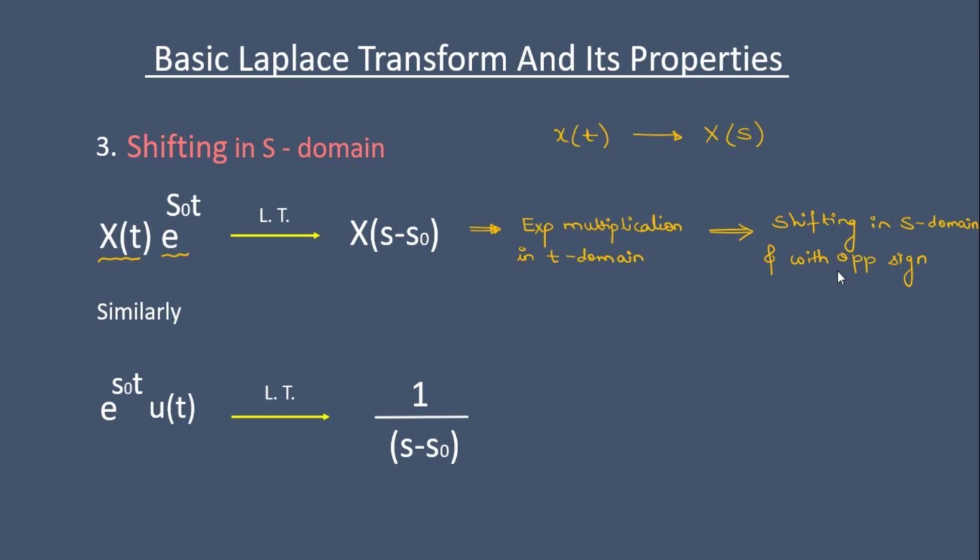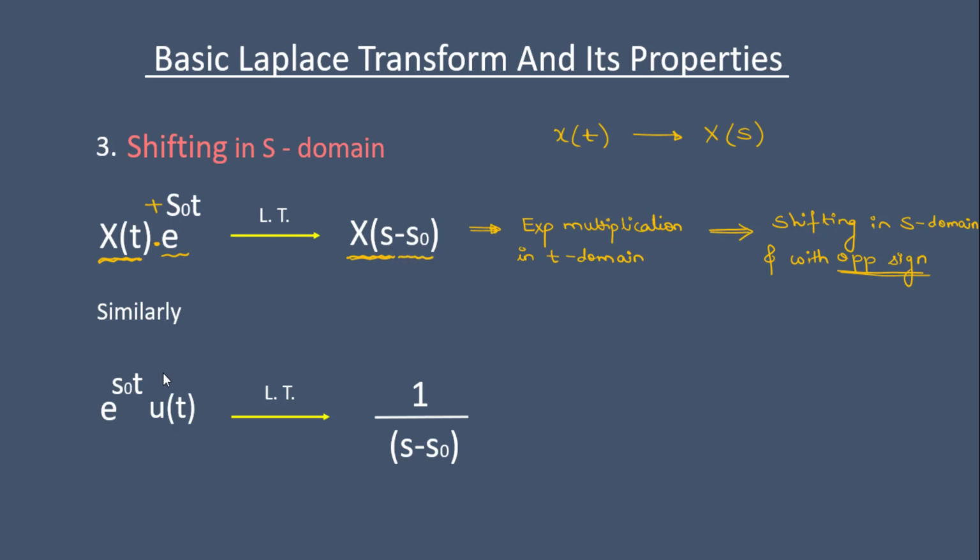Now let us see what we mean by opposite sign. You have x of t here, the Laplace transform of x of t is x of s, so we have written x of s. Now this x of t is multiplied by an exponential signal e raised to s naught t. The sign of s naught is plus, and we have now studied that exponential multiplication in time domain results in shifting in S domain with opposite sign. The sign of S naught was plus, and in S domain with opposite sign it is minus S naught.